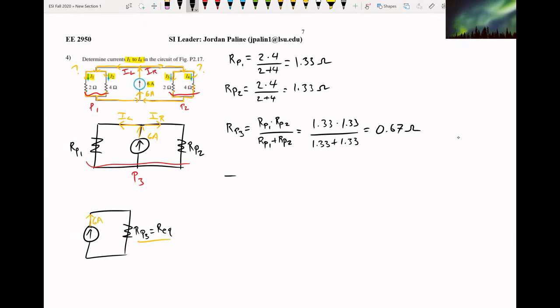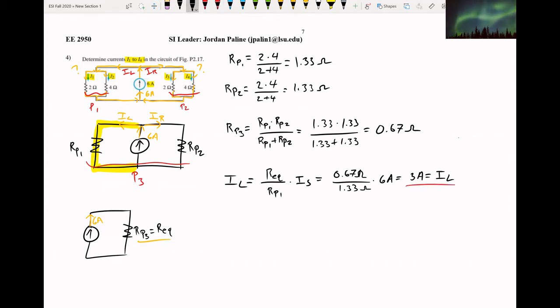Now all we need to do is use this piece of information to determine I left and I right. I left is going to be equal to R equivalent over R parallel 1. Left is going to be this entire side here, because that's the side we're going down, so all the resistance on that side, times 6 amps. Actually, we'll write source first, I of S. So we'll get 0.67 ohms over R parallel 1, which we found was 1.33 ohms, and then we have 6 amps. This will give us 3 amps for I of L.